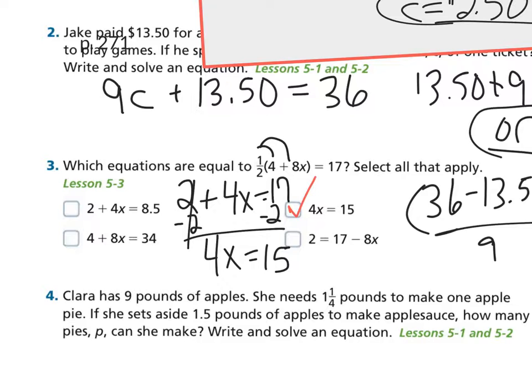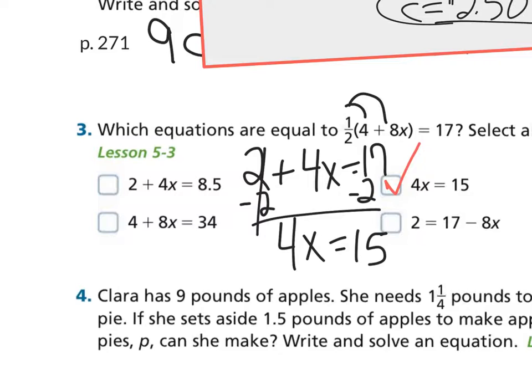Okay. There actually is another option here that works, which is a little bit harder to detect. Basically, if we take half of that 4 plus 8x and we get 17, if we doubled that side, instead of half of it, we'd have all of that 4 plus 8x. If we double 17, you get 34. A little bit tricky to detect maybe, but this option here would actually be equal to that as well.